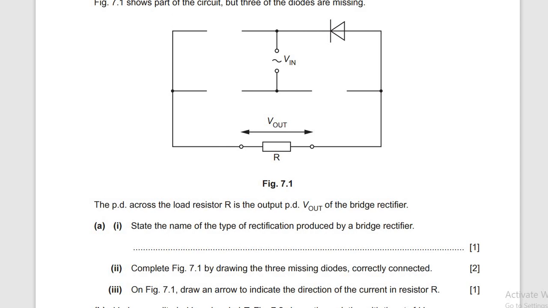Okay, this is another aspect of it. Look at the way they even put it. The PD across the load is this. State the name of the type of rectification produced. Since it's a bridge rectifier with four diodes, it's called full wave rectification.